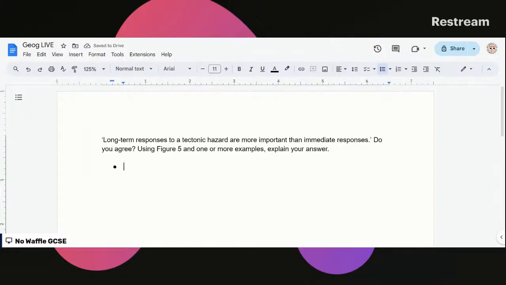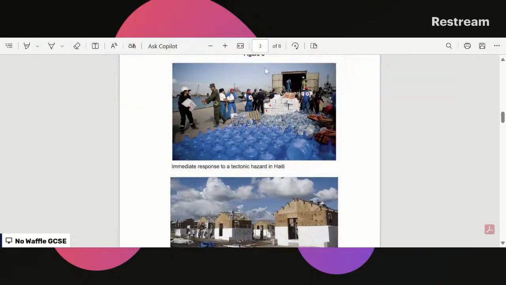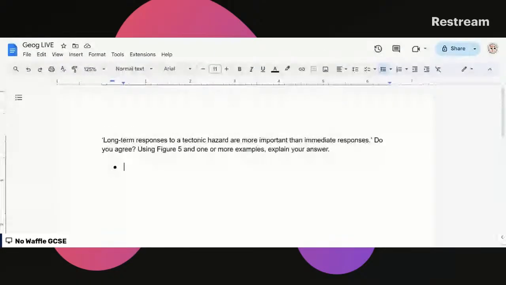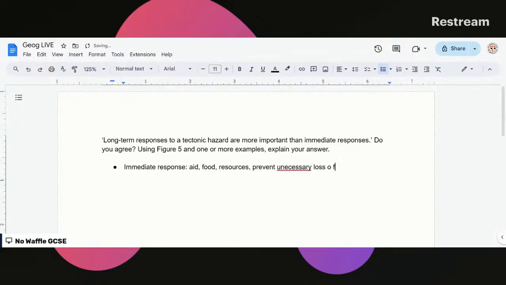So firstly, we want to make sure that we're referencing the figures. So what do the figures show? Well, we can see that the first figure, the immediate response, is the initial aid. It's giving food and resources. So we can put here that the immediate response provides aid, food, resources. This can prevent unnecessary loss of life from things like starvation or not being able to access those resources.